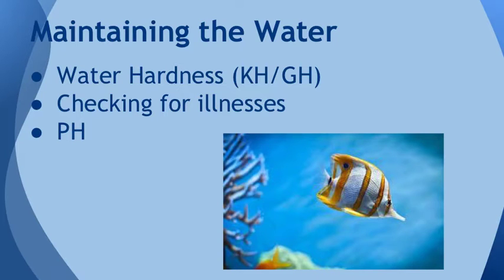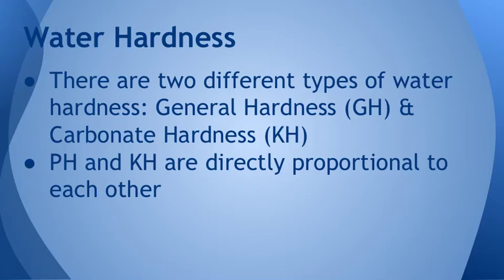When maintaining the water, you have to have three major topics in mind: water hardness, which includes KH and GH, checking for illnesses, and the pH. There are two different categories for water hardness. The first is general hardness, which is represented by GH, and the second is carbonate hardness, which is represented by KH. Both pH and KH are directly proportional to each other.